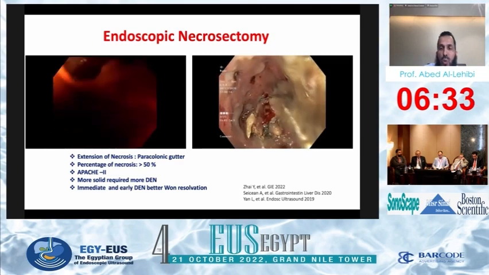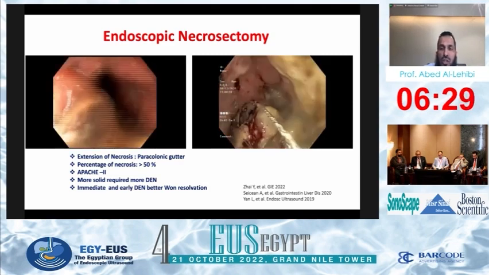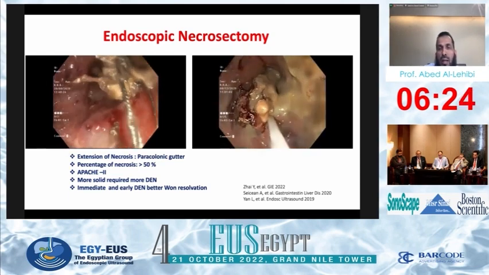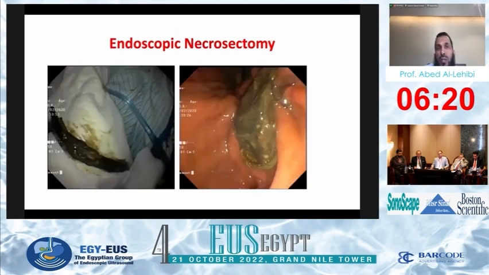At the end, we have to make sure about cleaning the cavity. Once you clean the cavity, it's easy to place another plastic stent to decrease the recurrence or the intervention of the disconnected duct syndrome. As you see, sometimes it will be completely blocked, and you can remove the huge necrosis from the cavity.